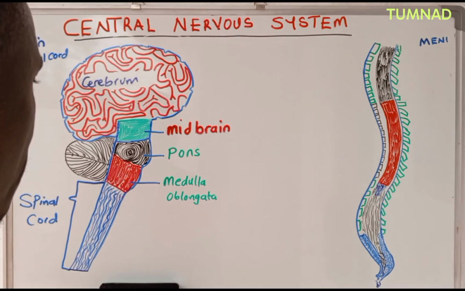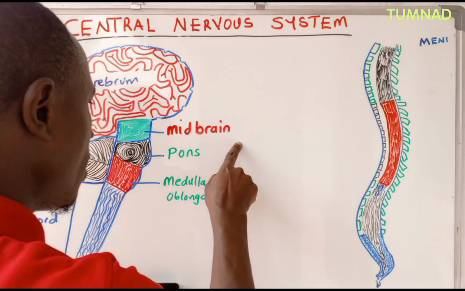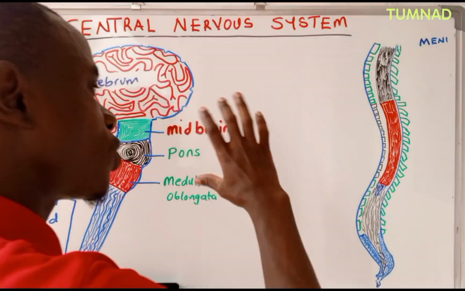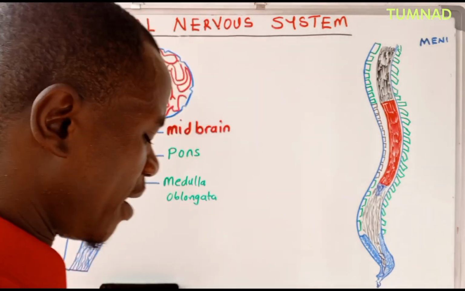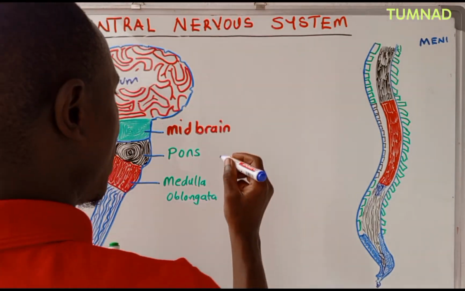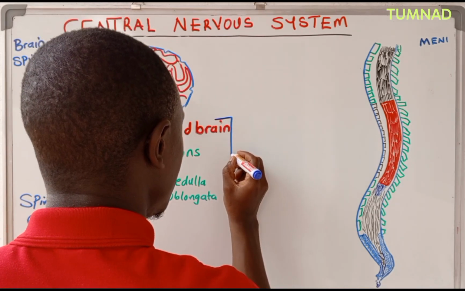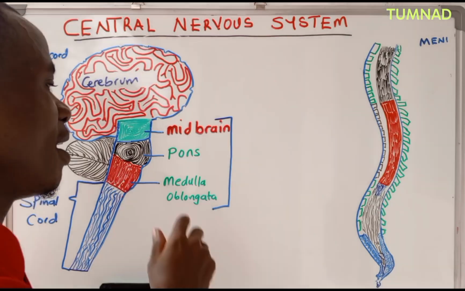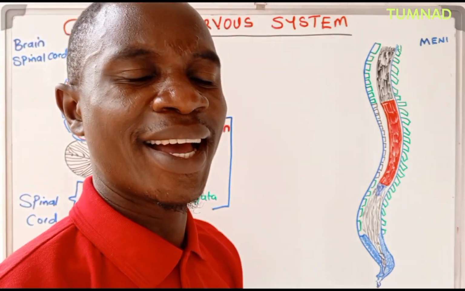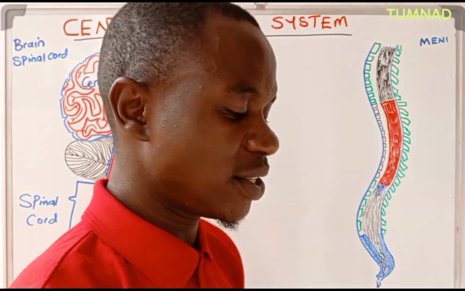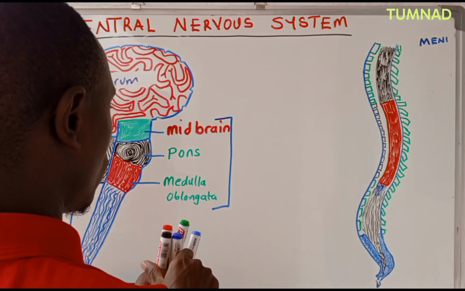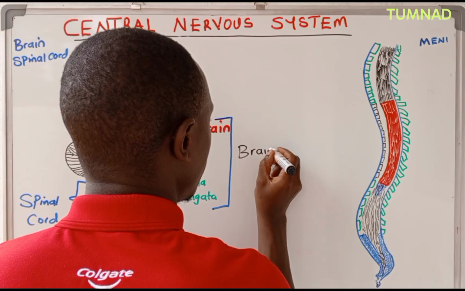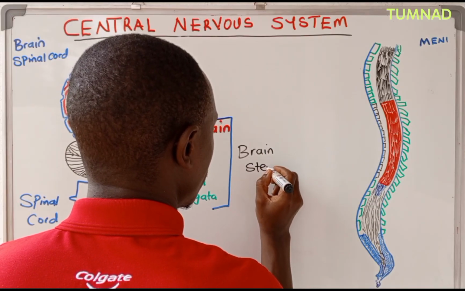Okay, so now the midbrain, the pons, and the medulla oblongata, a collection of those structures, we give them another name. The whole of these structures, consisting of the midbrain, the pons, and the medulla oblongata, are what we call the brain stem.